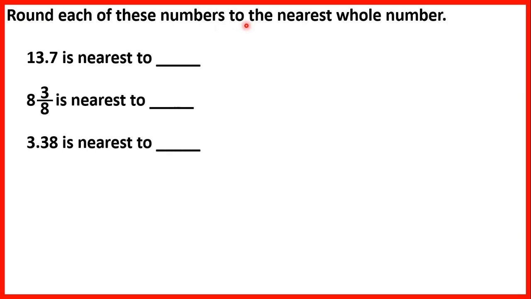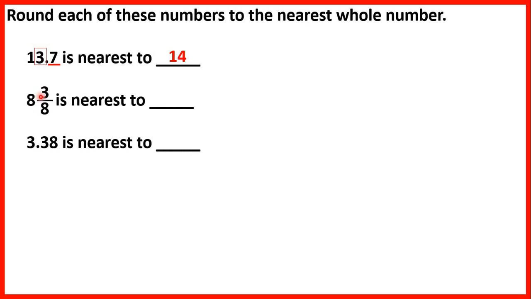Round each of these numbers to the nearest whole number. First, we have 13.7. To round a decimal to the nearest whole number, we can circle our ones digit, so that's the digit before the decimal point, and then we look at the digit after the decimal point. Remember, when we're rounding, if it's 5 or more, we round up, and here we have a 7. So that means this 3 is going to become a 4. So 13.7 is nearest to 14.